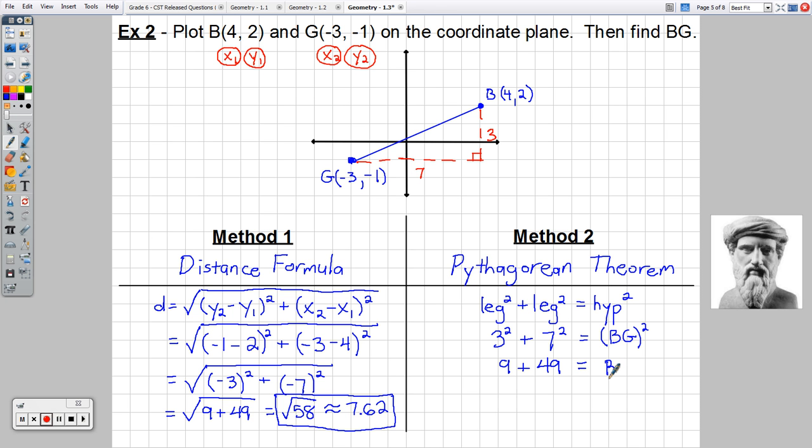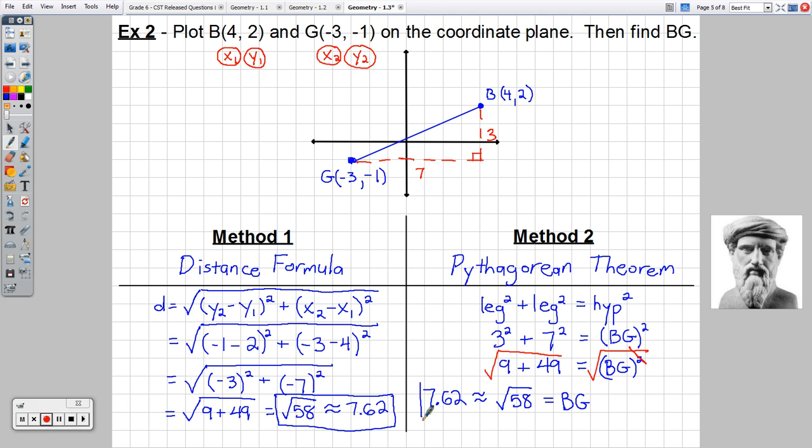Where does the square root part come from though? Well, I have to get rid of this squared. I want just BG, not BG squared. So I'm going to take the square root of both sides at that point. So the square root of 9 plus 49 would be the same thing as the square root of 58. And square roots and squares are inverses of each other. They're going to undo each other, leaving me with what I wanted, BG. And that, again, was approximately 7.62.